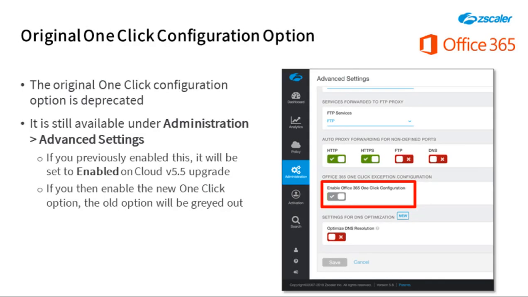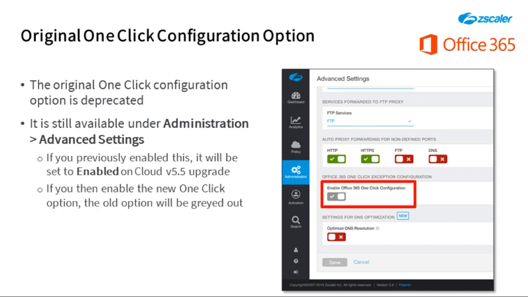The original one-click option for Office 365 that was introduced in an earlier release has been deprecated with the introduction of the enhanced capabilities in Cloud Software version 5.5. It is still available for backward compatibility purposes, however, on the Administration Advanced Settings page. If you had previously enabled the original one-click capability, you will find that it is still enabled. If you had not previously enabled this setting, you still have the option to do so from the Advanced Settings page, although the new one-click configuration is much more capable and is strongly recommended.